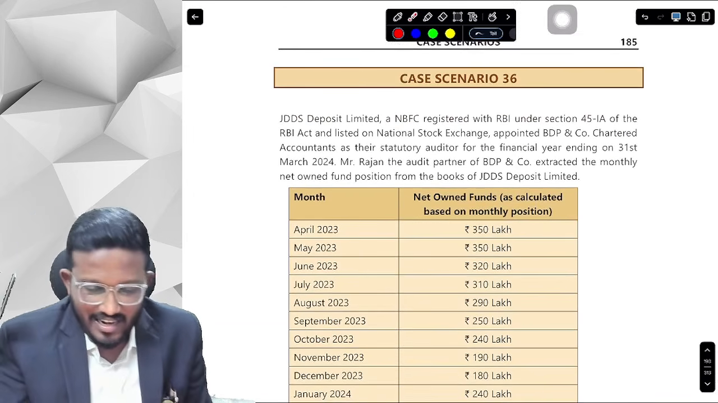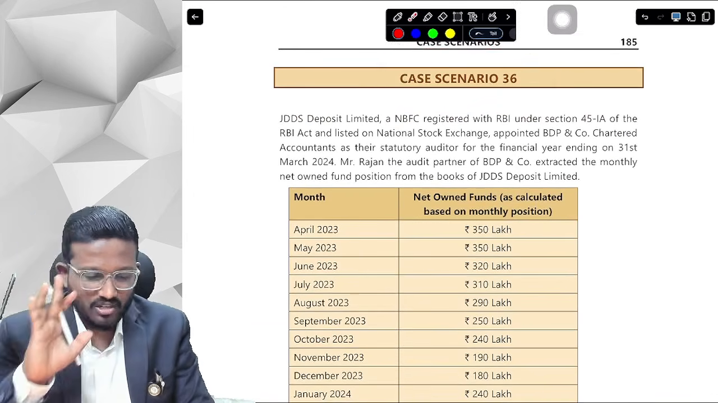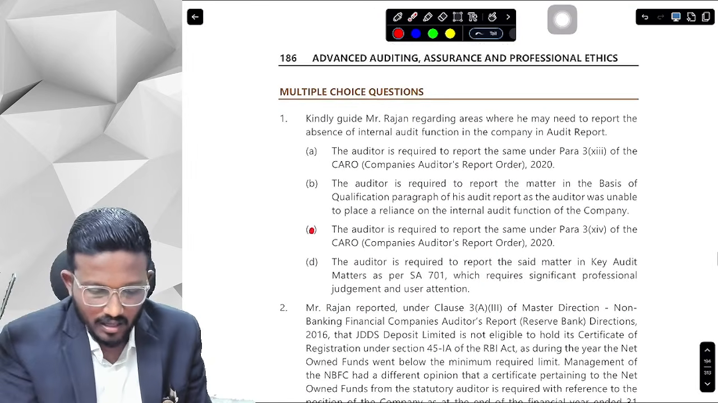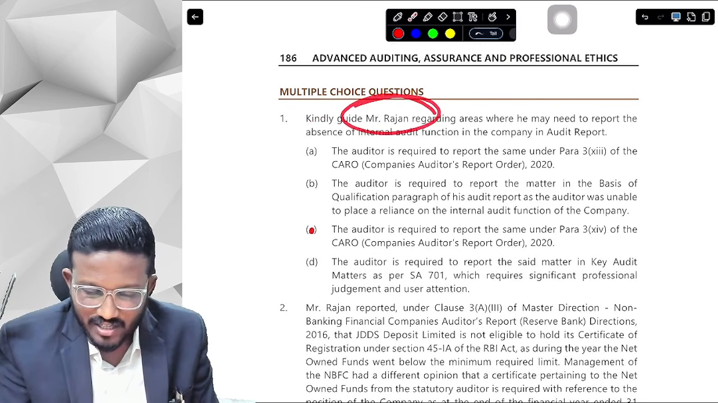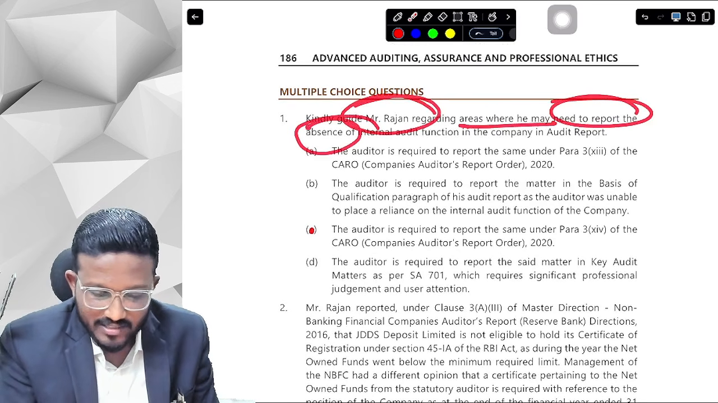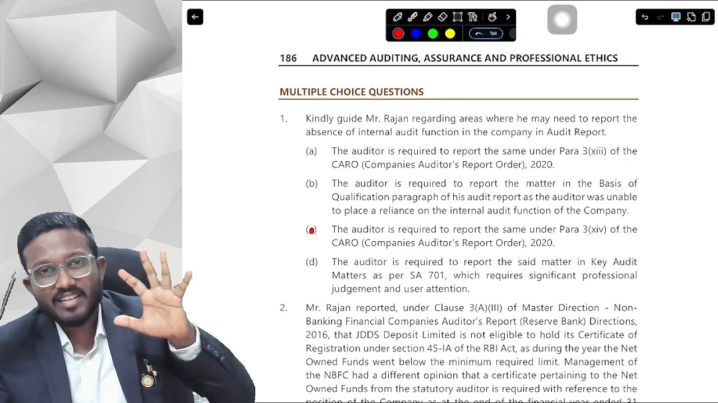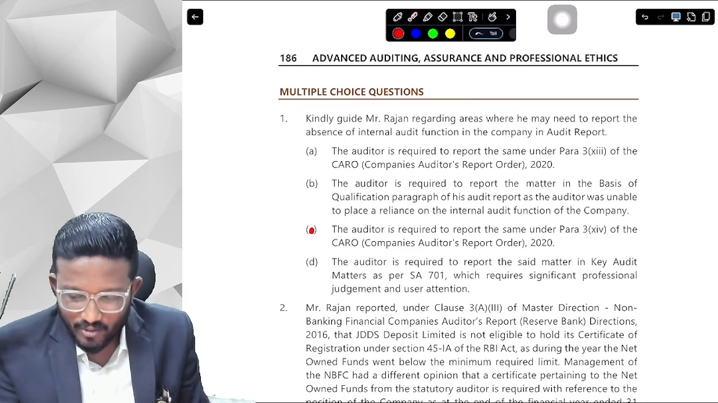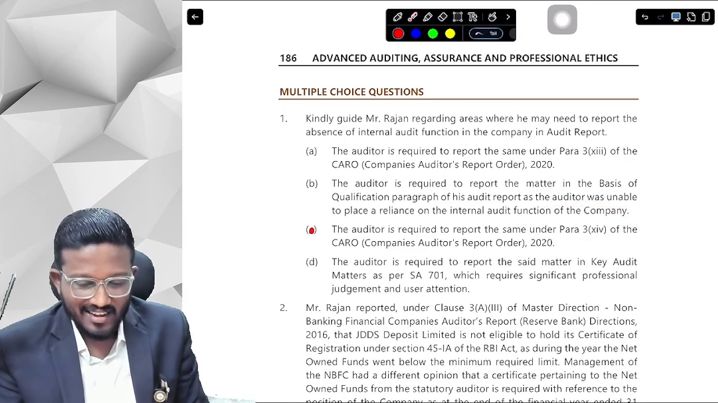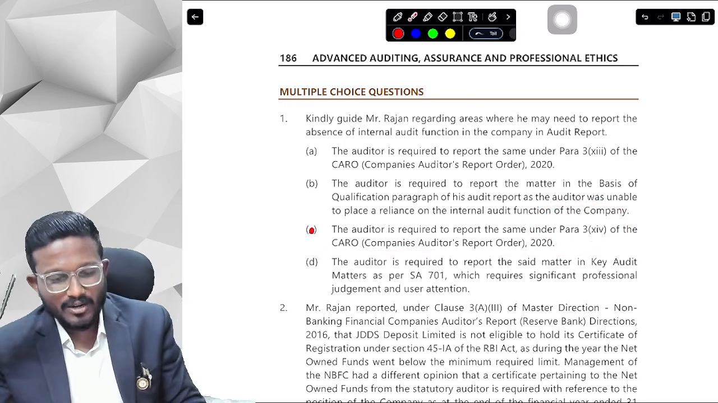Okay, yes sir. Let's do case scenario number 36. Case scenario number 35 is already done. So here it's saying, kindly guide Mr. Rajan regarding areas where he may need to report in absence of internal audit function in the company audit report. If there is no internal audit function in the company, where do we need to report the same sir? We need to report under clause 14 of CARO 2020 that there is no internal audit function in the company.